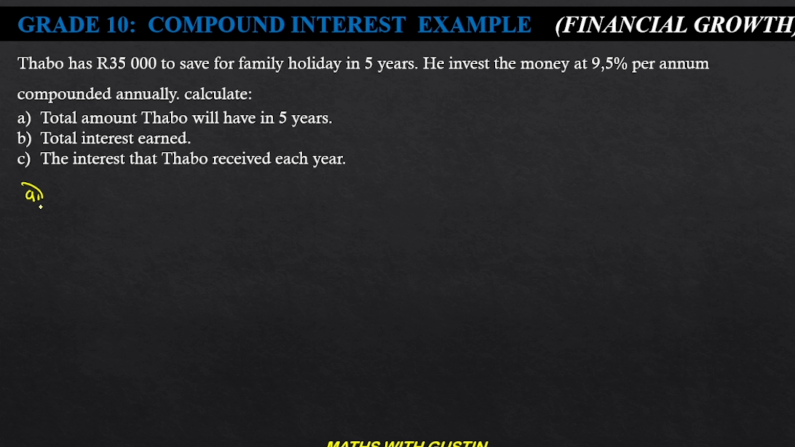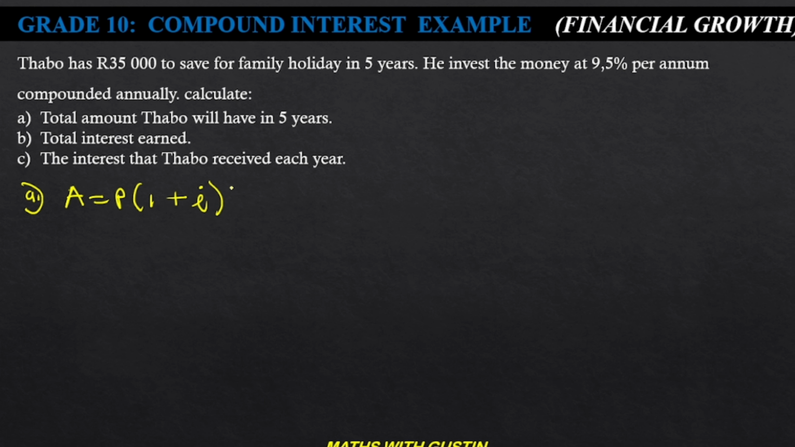A, they say we must deal with A. We need to calculate the amount that Tabo will have in 5 years' time. All right, so they said compound, and therefore this is the formula that we're going to use.